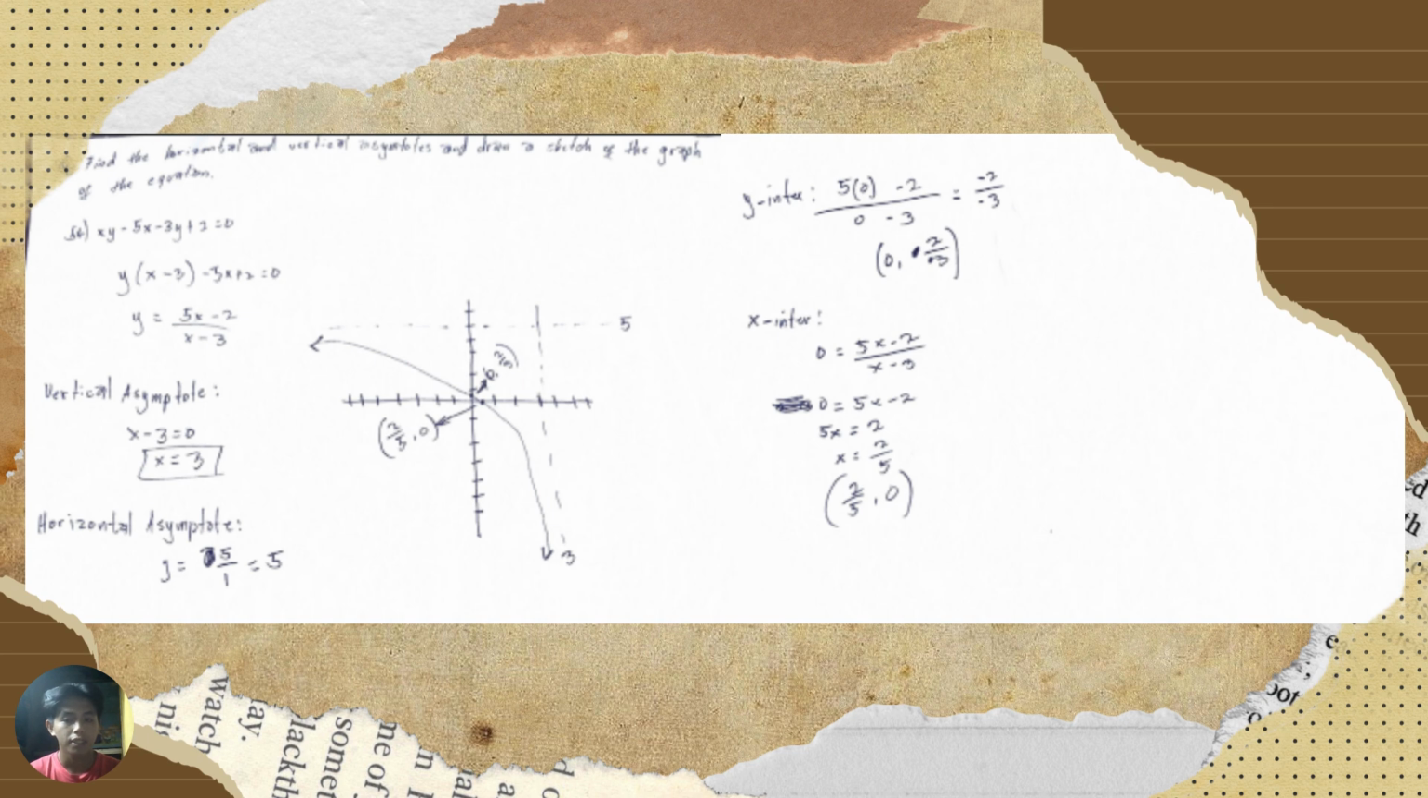And then transpose the number 2 to the other side so that it will become 5x equals 2. And then in order to cancel out the 5 in 5x, we are going to divide both the left and right, both 5x and 2, by 5, so that it will become x equals 2 over 5. So therefore, our x-intercept is 2 over 5 and 0.